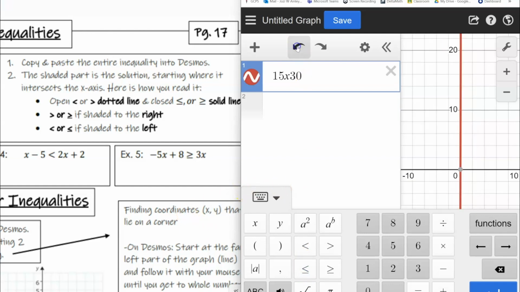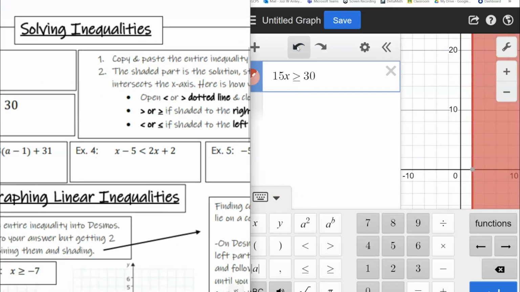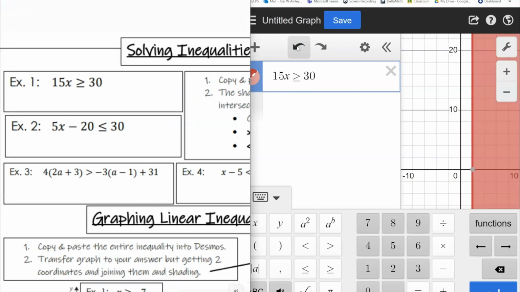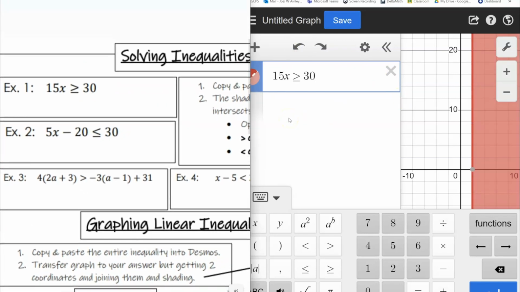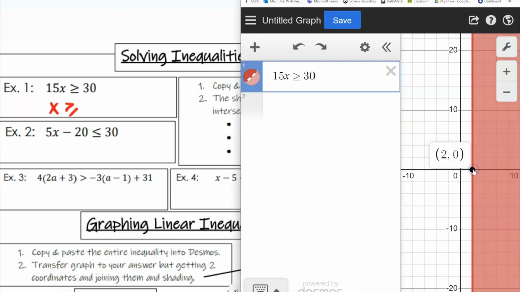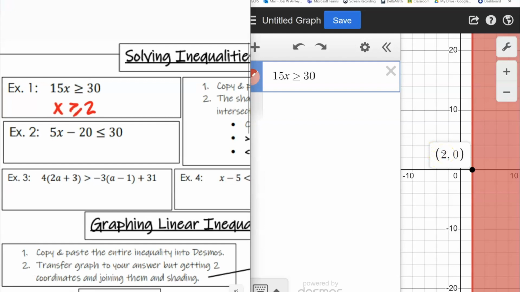So let me put back the original question, because all I have to do is transfer the original question into my answer. So there's the first question. The answer to this one, because it's shaded to the right, is x is greater than or equal to. And what number is x equal to? I'm going to go to x and say it's equal to the x value right here, which is equal to 2. So x is greater than or equal to 2.